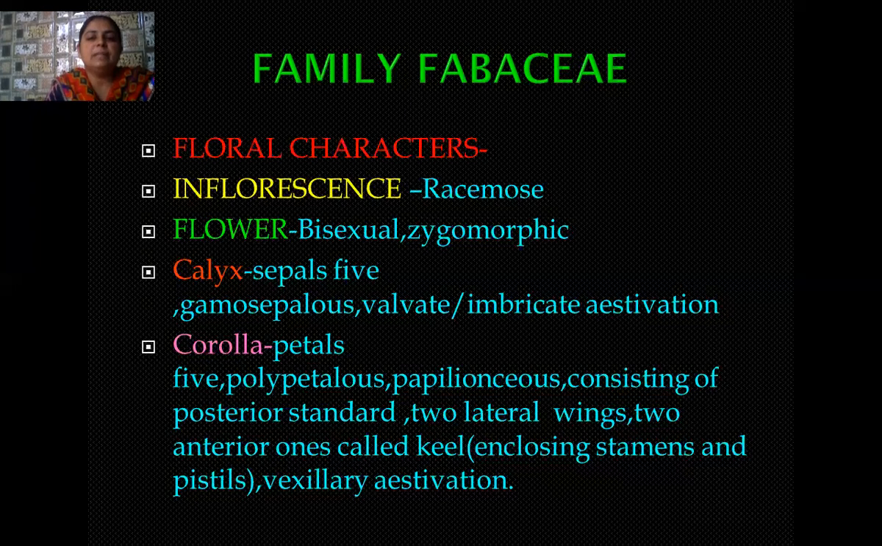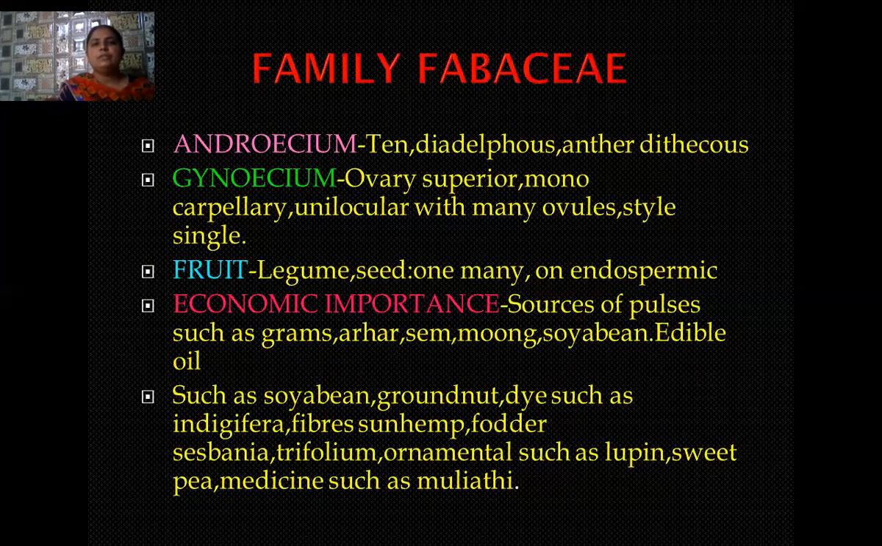The enclosing stamens and pistil inside. So such type of estivation is known as vexillary estivation. Okay, students. Now about the floral characters. So here androecium, that is the male reproductive organ. How many stamens are there? 10 stamens are there. Diadelphous condition.